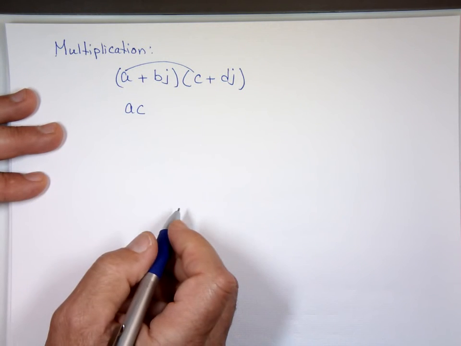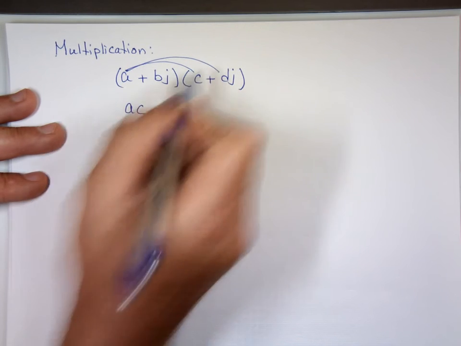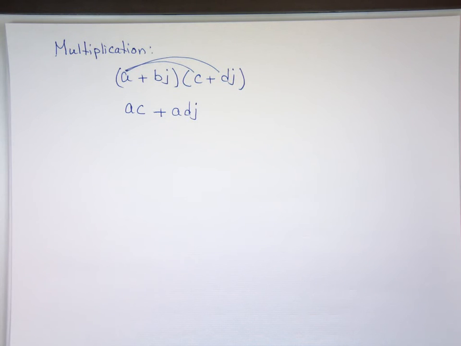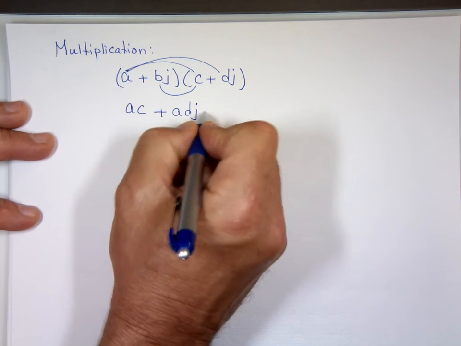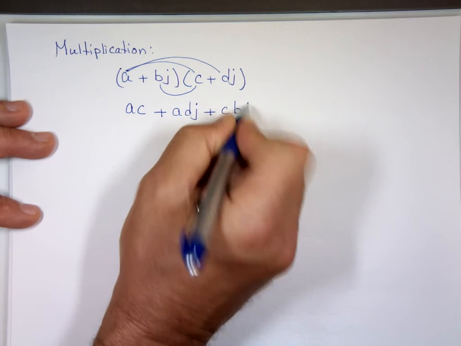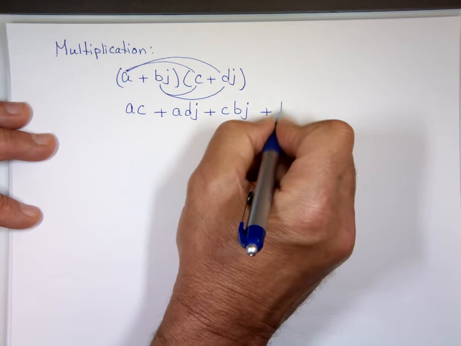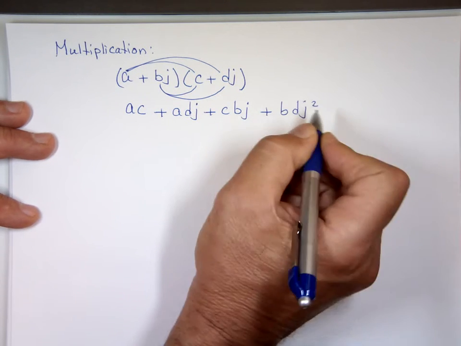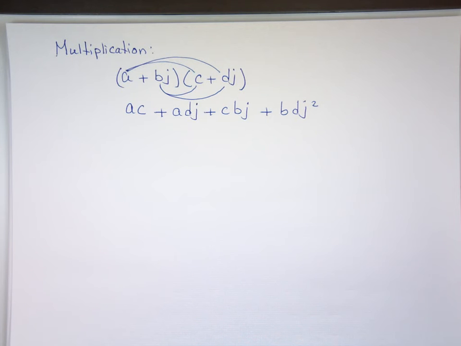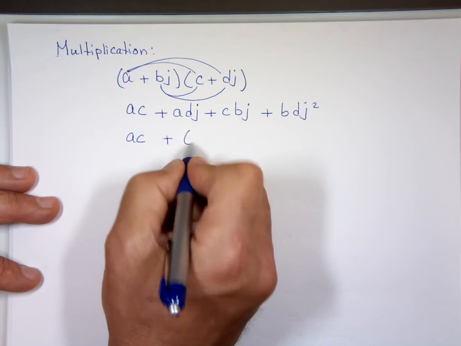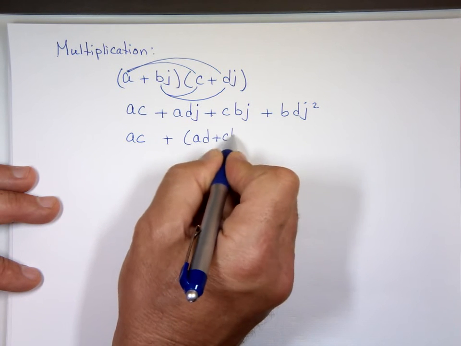AC. What's A times DJ? That's AD, and there's the J at the end. I'm doing the FOIL method. What's BJ times C? CBJ. And what about this one? That's BD J squared. This is AC. I can factor a J here and collect like terms. That would be AD plus CBJ.